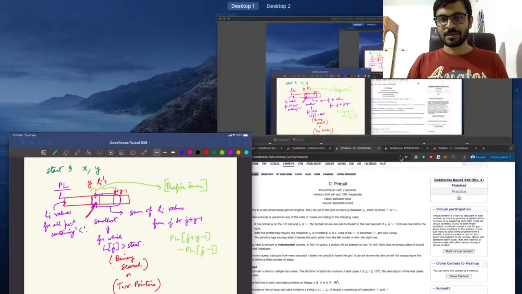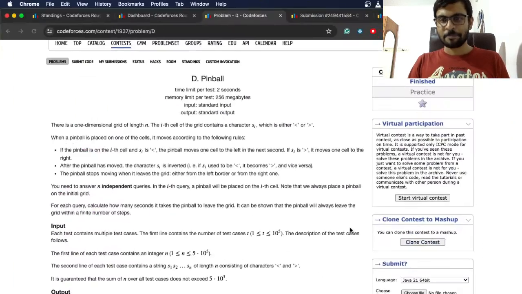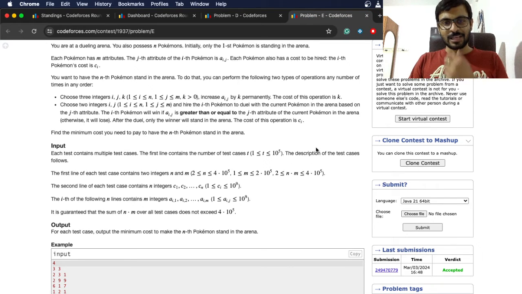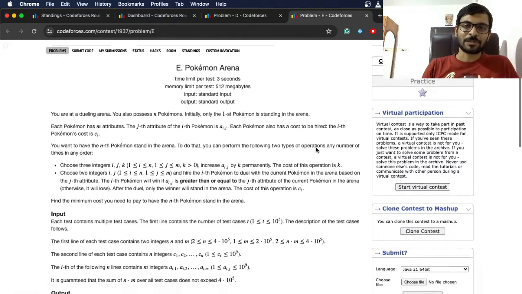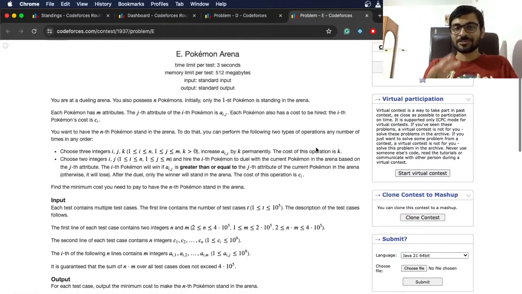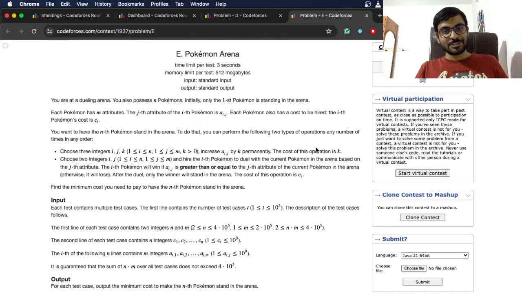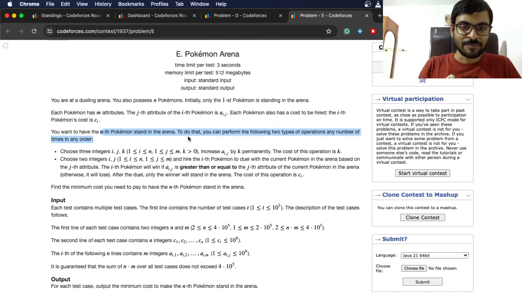Okay. Now the next part is problem E, the last problem that we will discuss as a part of this playlist. So this problem is quite interesting because it deliberately made it confusing and multi-layered. So you are basically in some arena, and you want to have the nth Pokemon stand in the arena.